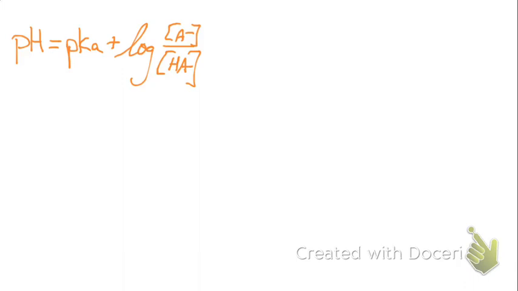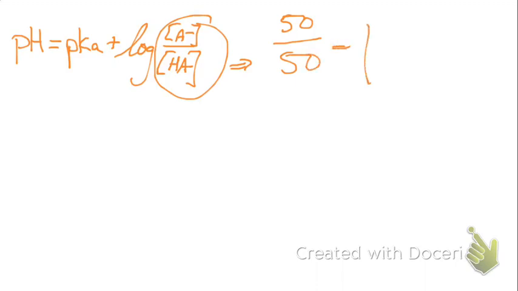So let's go back to the question I asked before. Why is 50-50 the best region of this buffer? Why is pH equal to pKa when this buffer is the best? Let's look at this ratio right here. We said 50-50. When we divide 50 by 50, what do we get? We get 1. The log of 1 is 0, so I'm just going to cross that out. pH is equal to pKa when the weak acid and the weak base are 50-50.